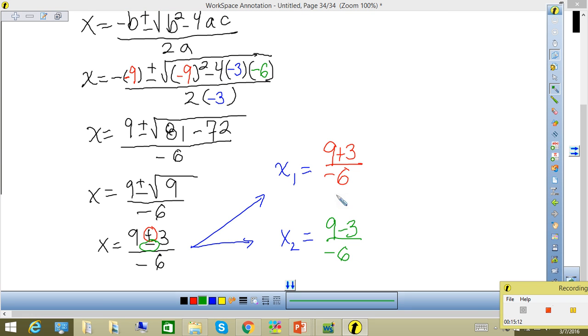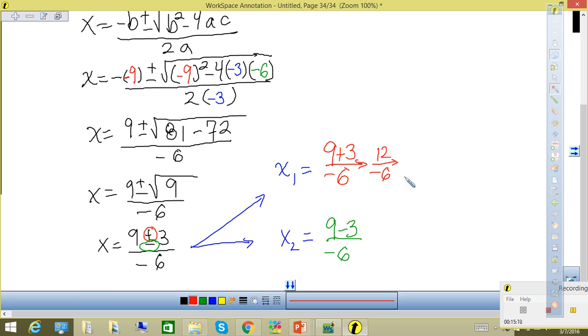I'm going to start with the top one. Let's see. What is 9 plus 3? 12 over negative 6. What is 12 divided by negative 6? Negative 2. All right, let me do the bottom one now.